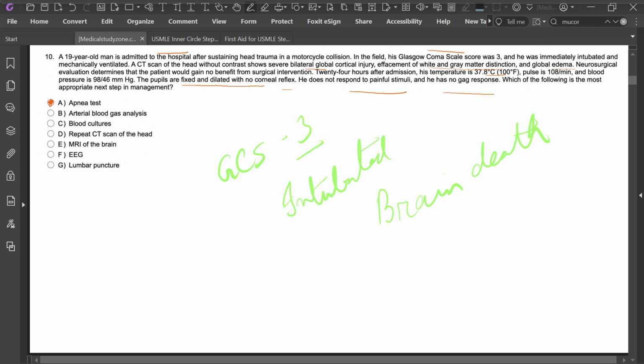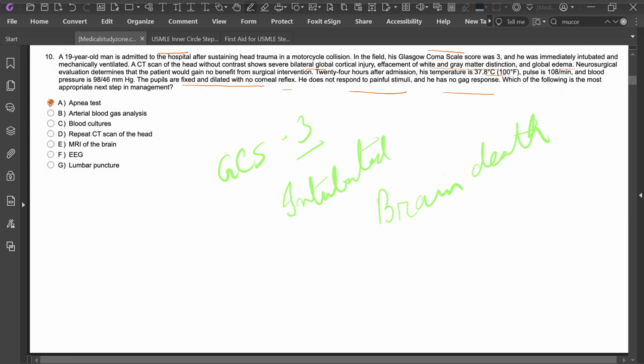Okay, do you know how it is done? No, I don't. Like what the apnea test? Yes, like we are giving carbon dioxide, or we are just stopping the ventilator for a few minutes. I don't know, probably just stopping the ventilation.